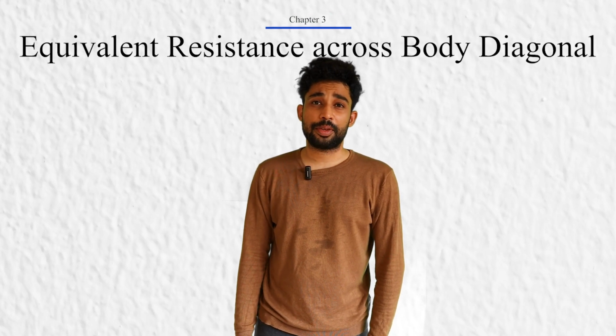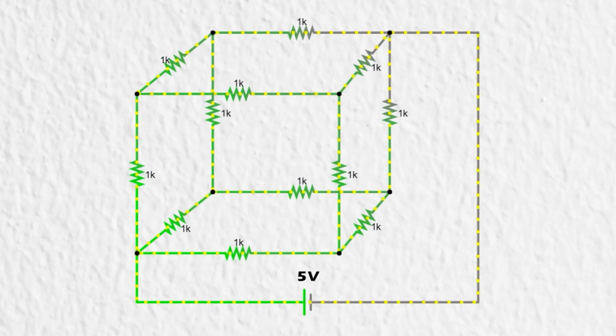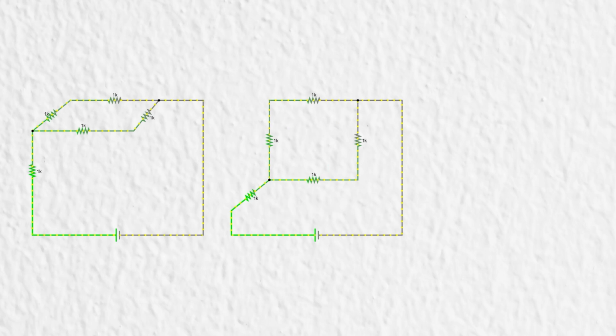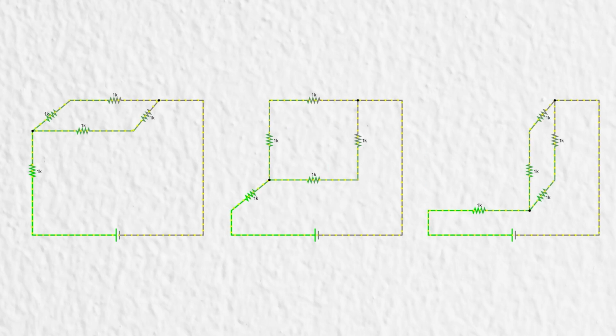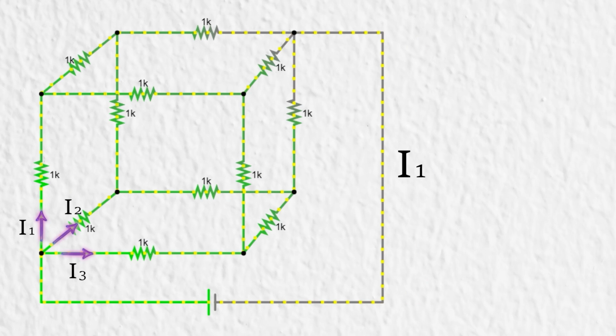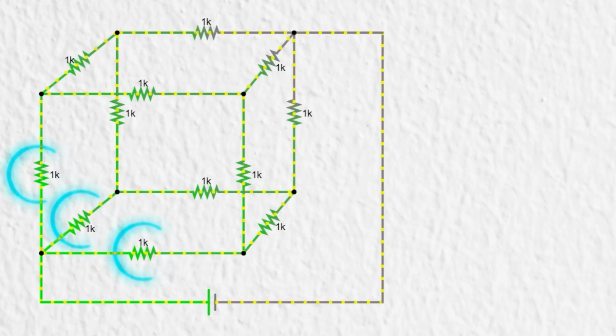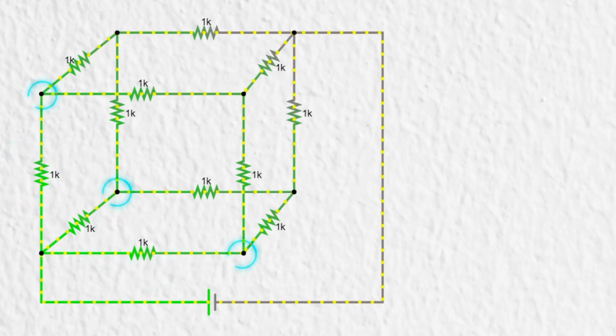So, the last one, let's find out the equivalent resistance across the body diagonal. As usual, taking a 5 volt connection across the body diagonal, this point is at 5 volt and this at 0 volt. With current I splitting as I1, I2, I3, we see that for all three currents I1, I2, I3, the resistive path ahead is exactly the same, making I1 equal to I2 equal to I3 equal to I0. Therefore, the drops will be the same for these resistors, thus making those three points equipotential points.